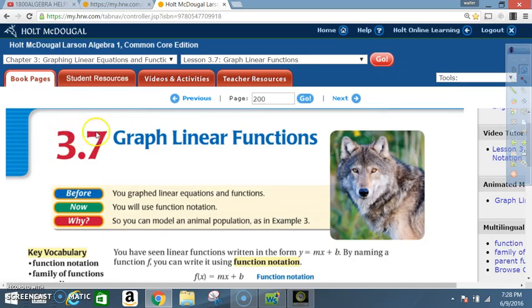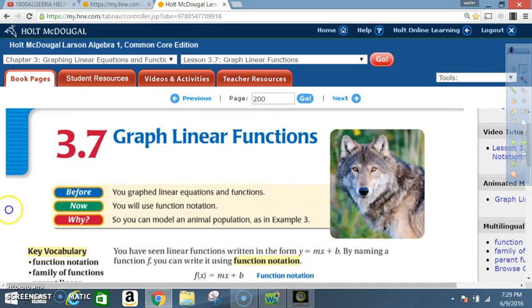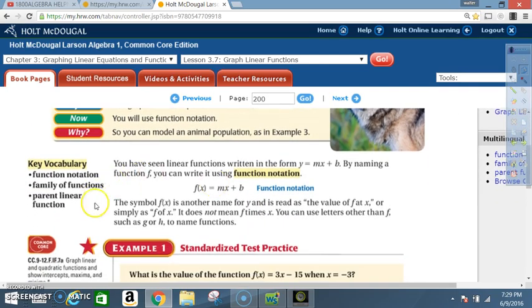Okay, class, today we're in section 3.7, graph linear functions. Before, you graphed linear equations and functions. Now, you will use function notation. Key vocabulary: function notation, family of functions, parent linear function.